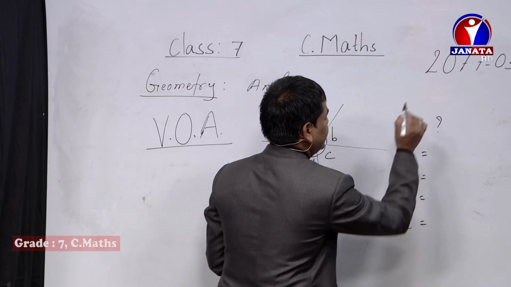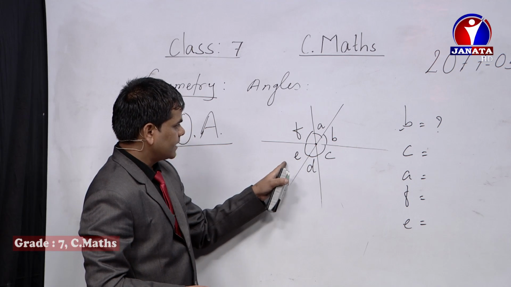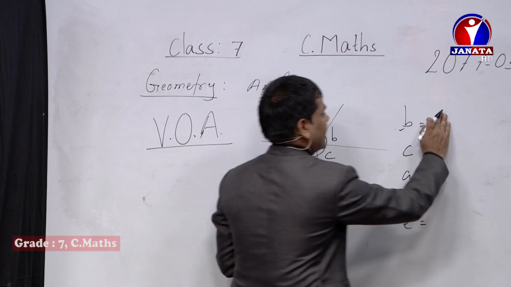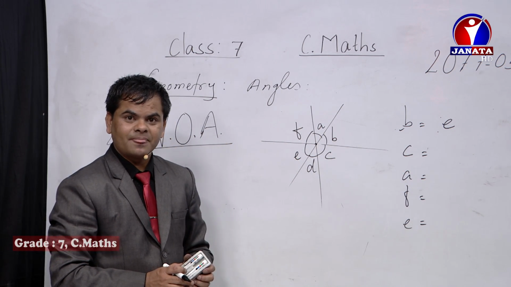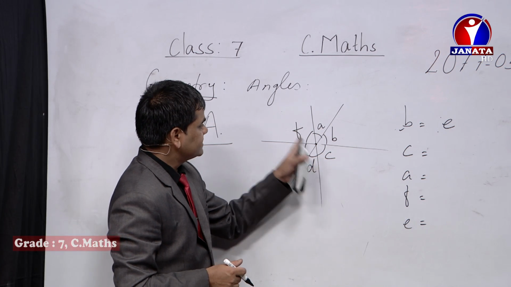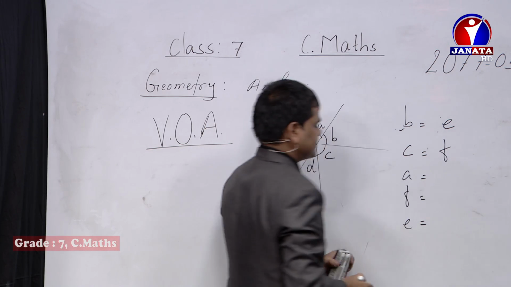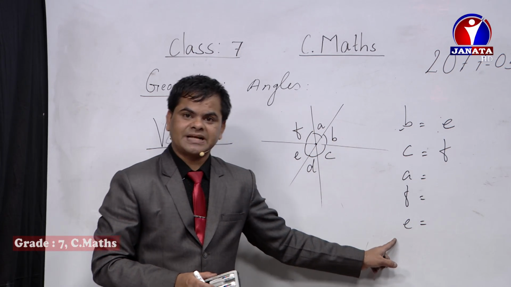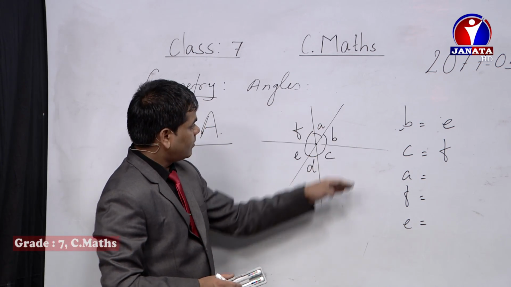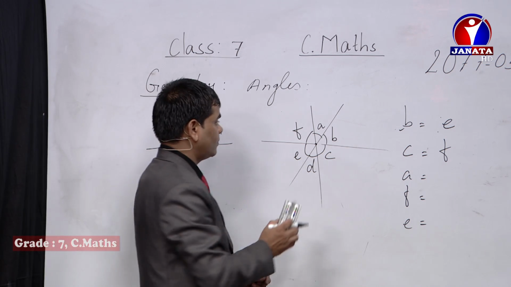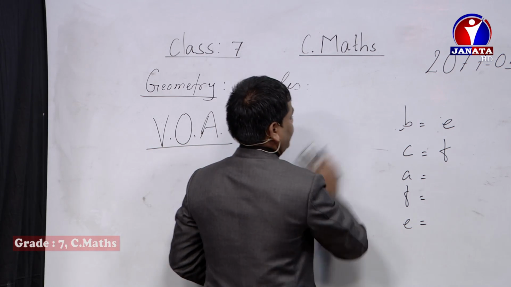Now with respect to B, look at the figure. Which one is vertically opposite to B? E. That's why you can write the answer as E. Similarly, with respect to C, which one is vertically opposite? That's right. That means C is vertically opposite to F. Then you can write the answer as F. Similarly, you need to find out by yourself. Do find out the vertically opposite angles of this figure. That's one question, and show to the expert regarding those answers, whether you are right or wrong.